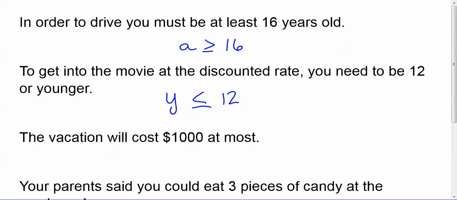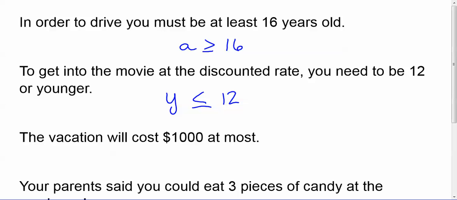All right, so when you have an example 1, when you have a minimum, it actually is going to be a greater than or equal to sign. And when you have a maximum age, in this case 12, it's going to be a less than or equal to sign.